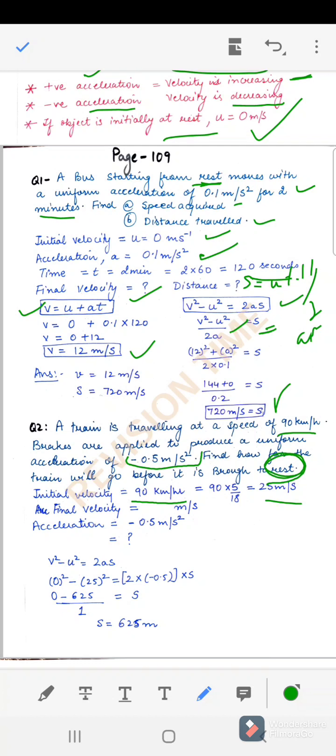So we are given 90 km per hour as initial velocity, converted to meter per second, that is 25 meter per second. And here we are given the final velocity also. How? Because it is saying how far the train will go before it is brought to rest, right? So when the train is brought to rest at the final position, that means the final velocity will be 0, right? Acceleration is given, minus 0.5 meter per second square. And we have to find out the distance, because it is saying find out how far will the train go. Clearly we have to find distance, and this formula has to be applied: v square minus u square is equal to 2as, and we will get the distance.